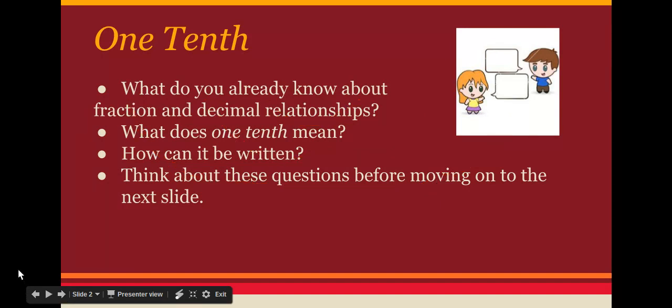Okay, so now moving on to the second part of this presentation, I'd like you to think about 1/10. There's a few questions here that I just want you to consider and think about in your mind before we proceed to the next slide. The first question is, what do you already know about fraction and decimal relationships? Hopefully you have some answers to that question because we did address that a little bit in the first part of the presentation. What does 1/10 mean? How can it be written? Think about these questions before moving on to the next slide.